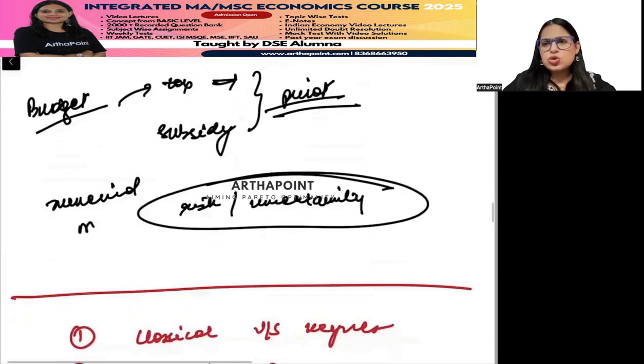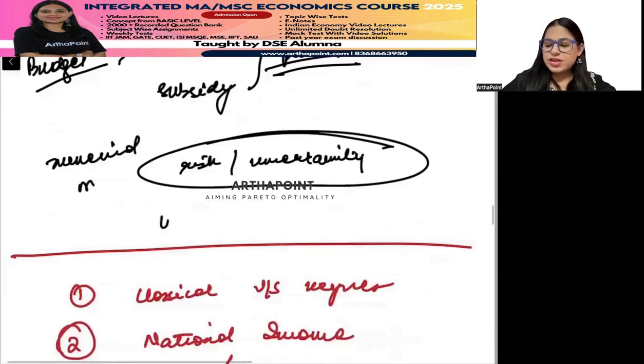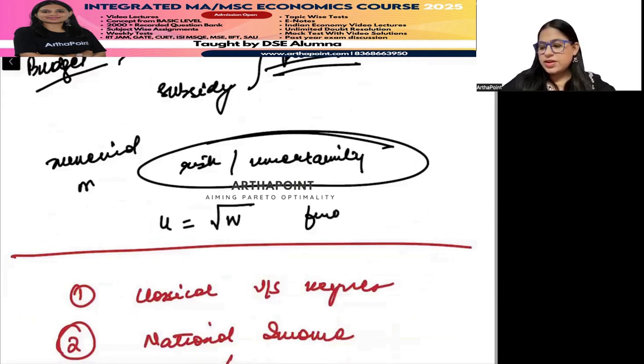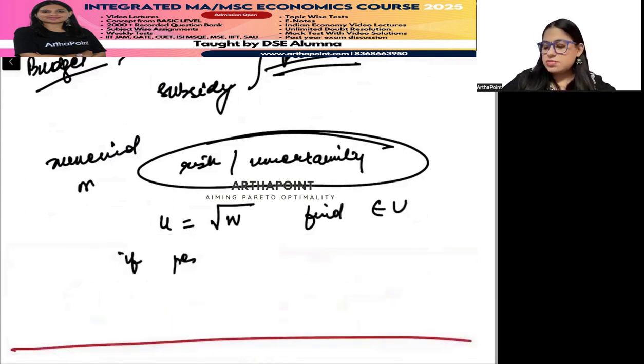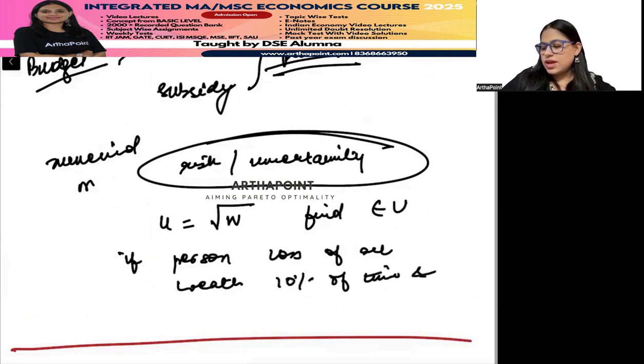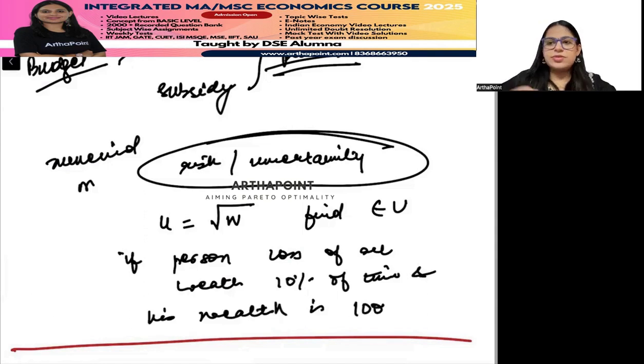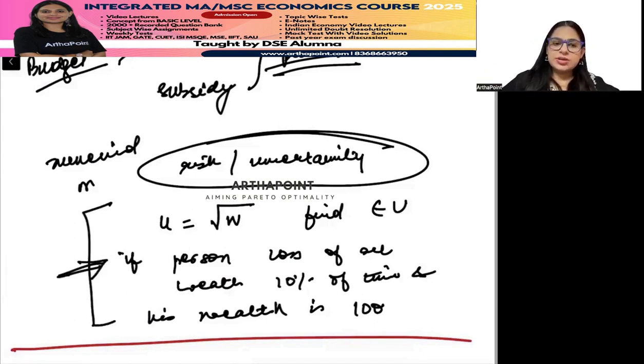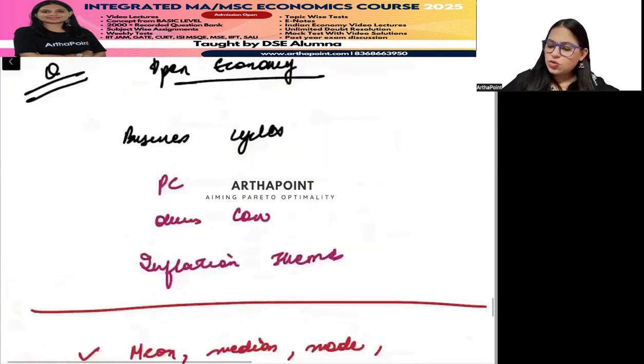तो uncertainty पे जो भी हमारे numericals हैं, जैसे for example if I give you a utility function, right, u is equal to root w, and I ask you to find expected utility if the person makes a loss of all wealth 10% of the time and his wealth is 100. ऐसा कुछ. So you should be aware of all these basic numericals on risk or uncertainty. ठीक है.